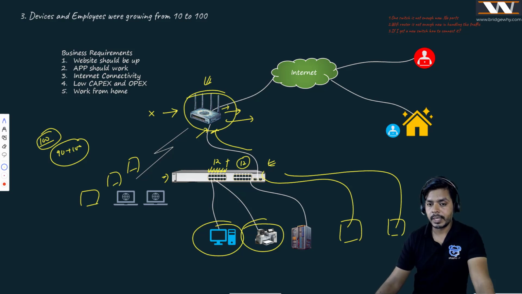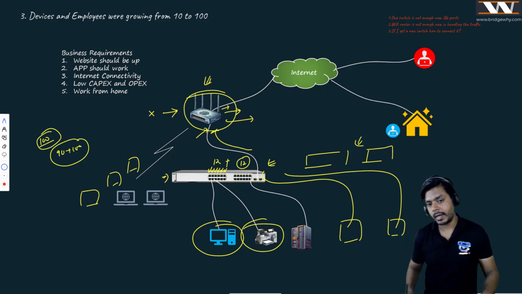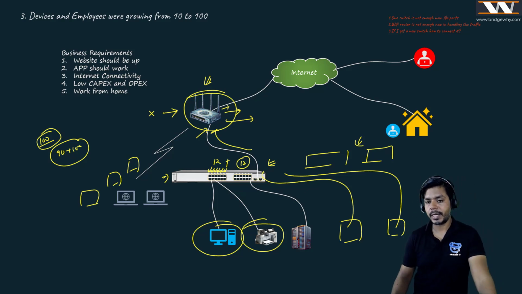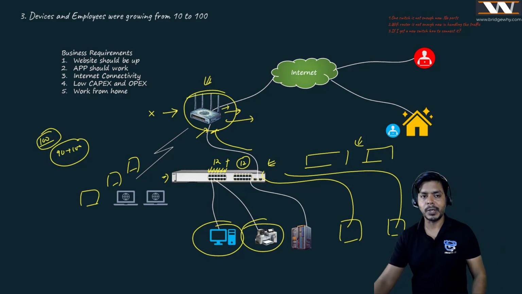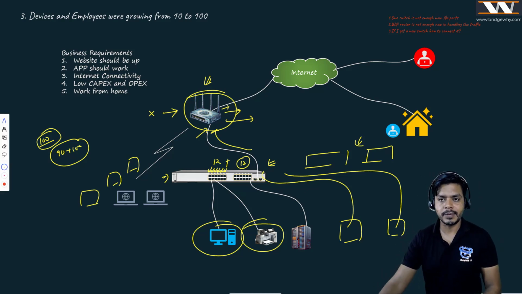And another question is, suppose I buy a new switch, maybe two, how am I going to connect them? If I connect them just back to back, is it going to create some problem? We need to think about that now. So the basic requirements of this business are not met by this network, because most of the time we see this router is down and the website is down, and this is one of the major requirements.